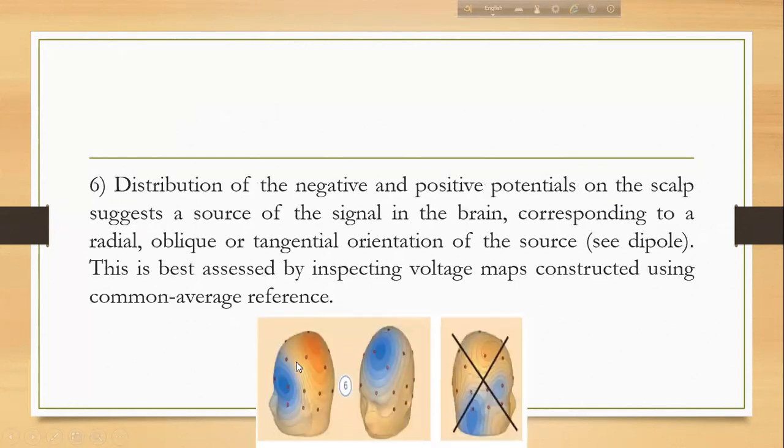So this is the number 6 criteria, which comes from the voltage map. In the voltage map, we should get a clear idea about the source of the transient, and the voltage map should suggest a radial, oblique, or tangential orientation of the source. If there is no voltage map, we can get this idea from the common average referential voltage also.